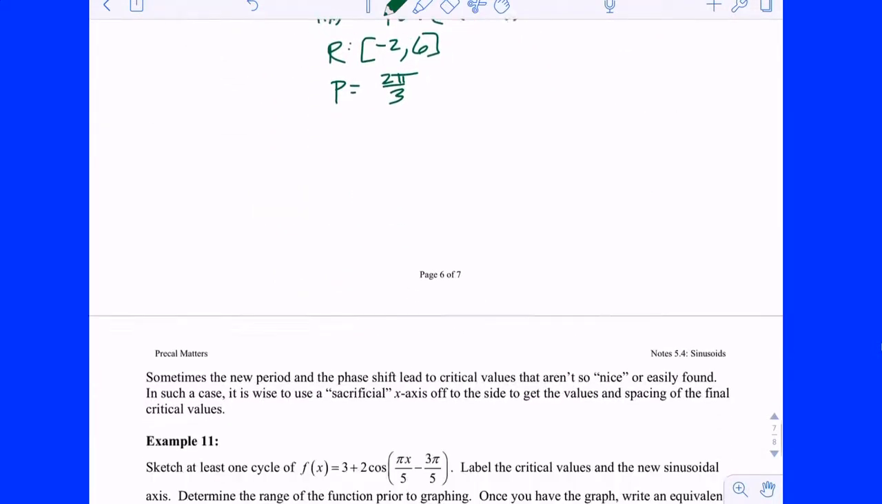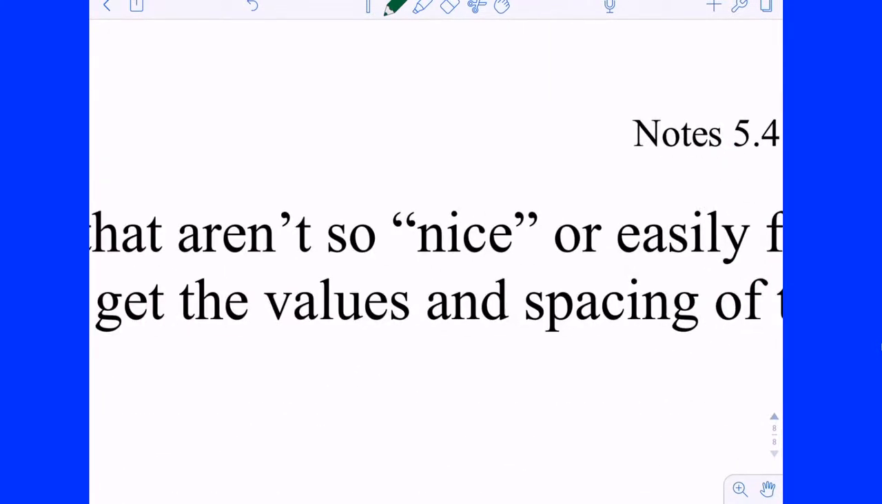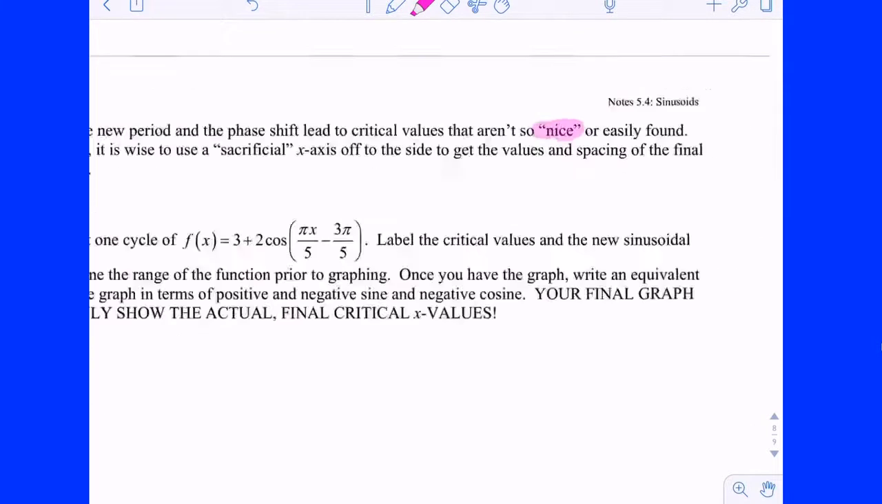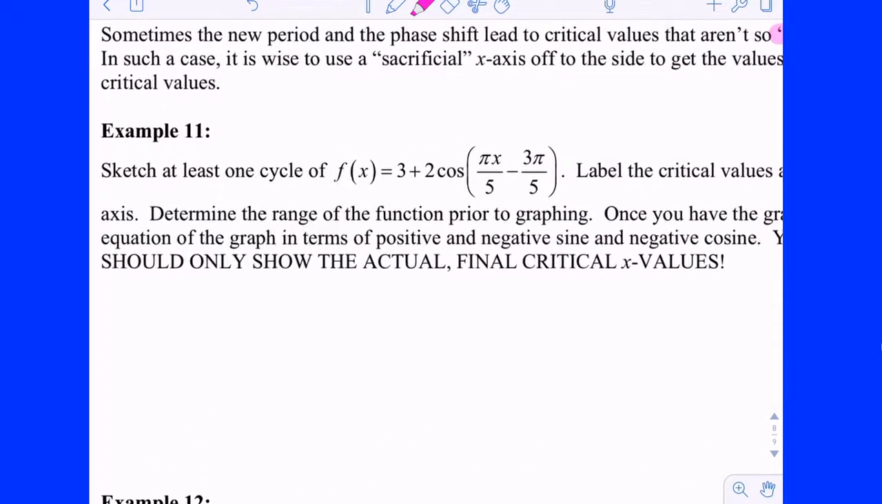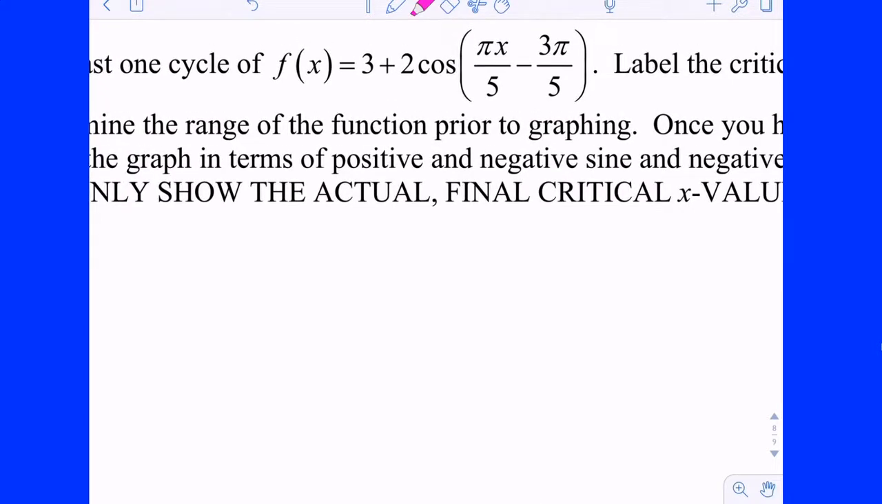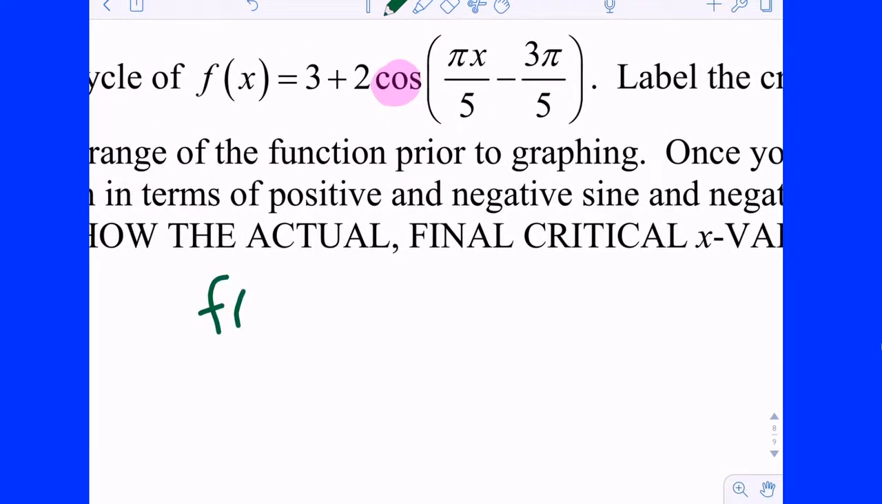All right, so the next one. It says, sometimes the new period and the phase shift lead to critical values that aren't so quote-unquote nice. We've been doing some pretty easy ones, right? Picking it up, setting it down in the same grid. That's not always going to happen. Example 11. What's the parent function? Cosine. Okay, good. Is it in standard transformation form? No. Thank goodness. It means we have some work to do.